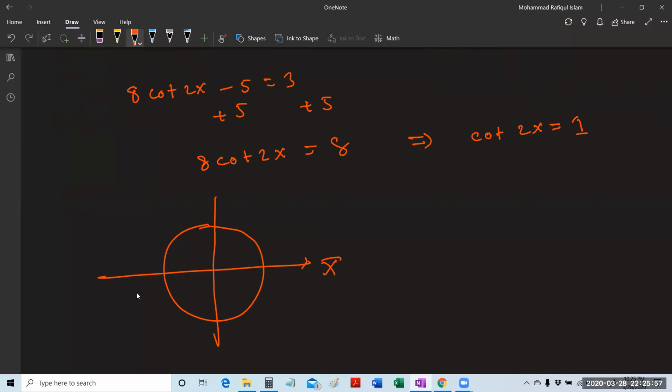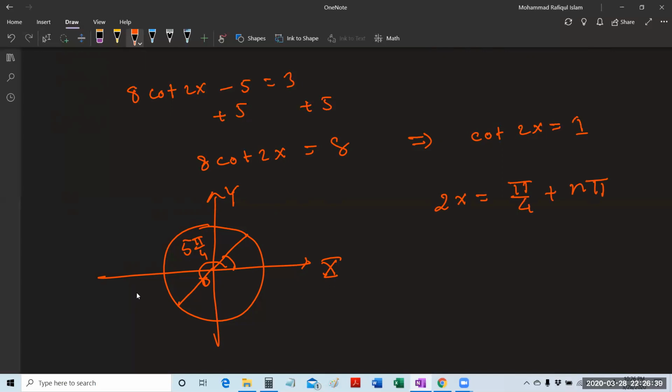let's say this is the x-axis 0 and the y-axis. At 45 degrees angle in the first quadrant, cotangent is positive, and at this angle, 5 pi over 4, cot function is also positive. So our general solution will be something like this. So twice x equals to pi over 4 plus n pi.